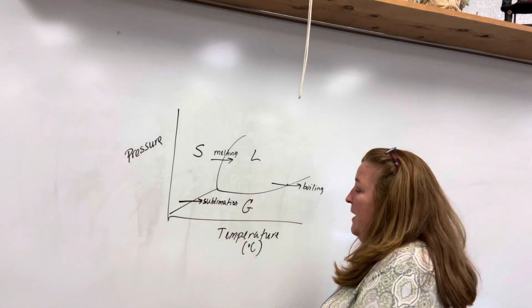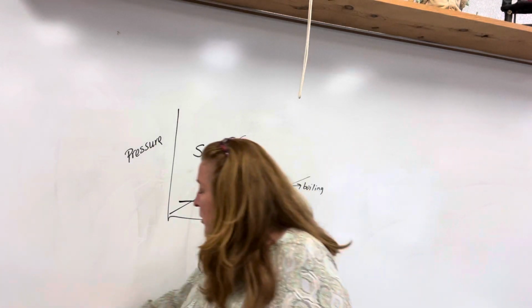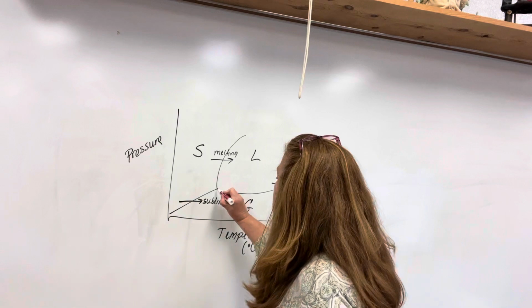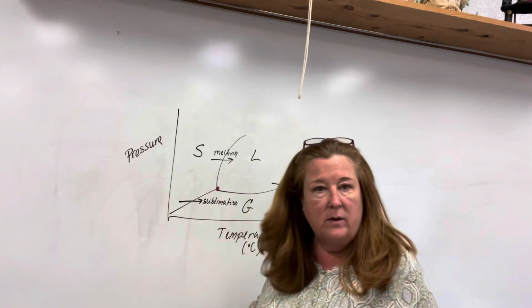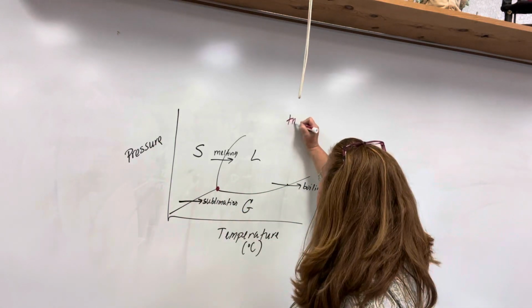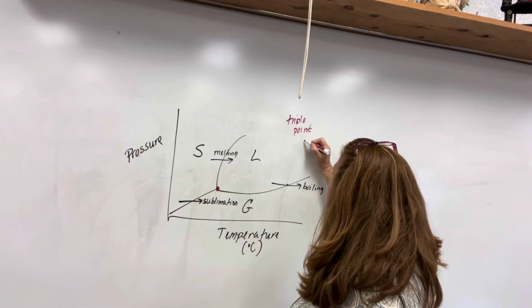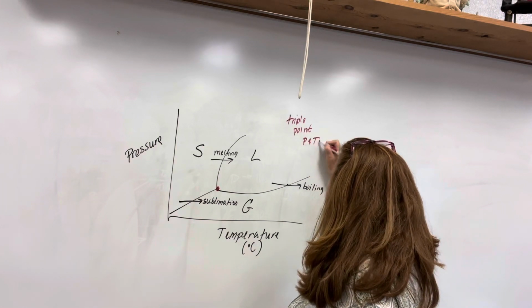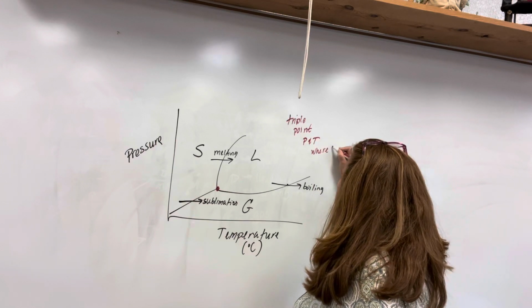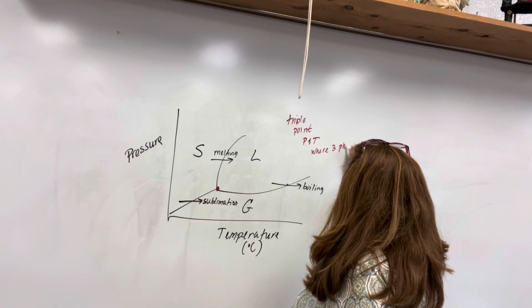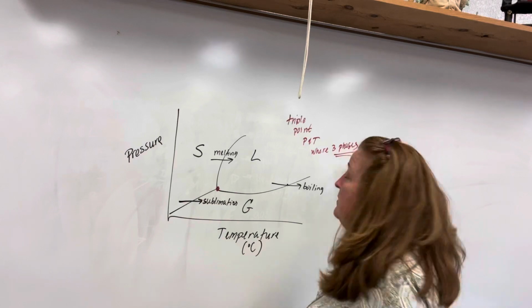Okay. And then there's 2 points that are important. This one right here, where all 3 of those lines come together, that's called the triple point. Because, you know, triple means 3. And this is the pressure and temperature where all 3 phases can be present. It's really weird.